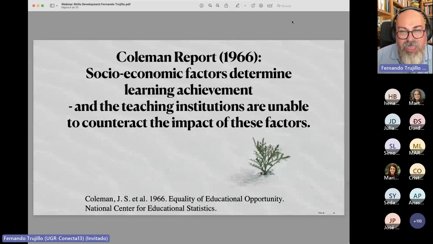But the problem is that in 1966, the Coleman report in the United States stated that socioeconomic factors determine learning achievement, and that teaching institutions are unable to counteract the impact of these factors. The Coleman report, 1966, is one of the longest standing statements and truths in our profession, in education. So socioeconomic factors determine learning achievement.